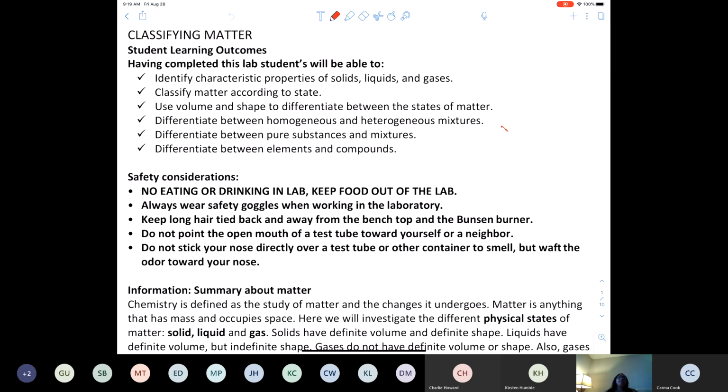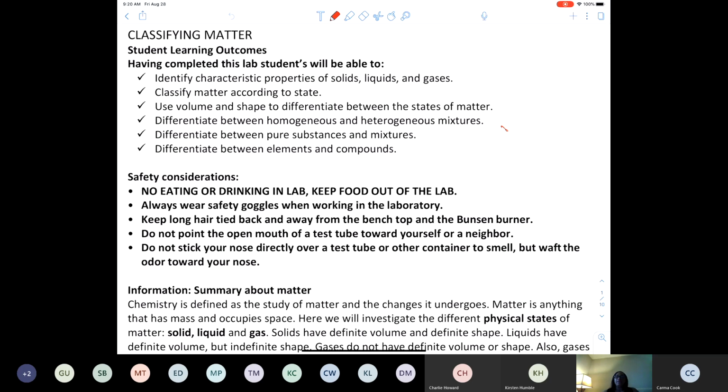Compounds, on the other hand, they're also pure substances, but unlike elements, compounds are made up of two or more different types of atoms. So salt, our normal table salt that we have in our kitchen, its chemical name is sodium chloride. It is composed of one sodium atom and one chlorine atom. So it is a compound because it's composed of two different types of atoms. Water, H2O, is composed of two hydrogen atoms and one oxygen atom. So that makes it a compound.